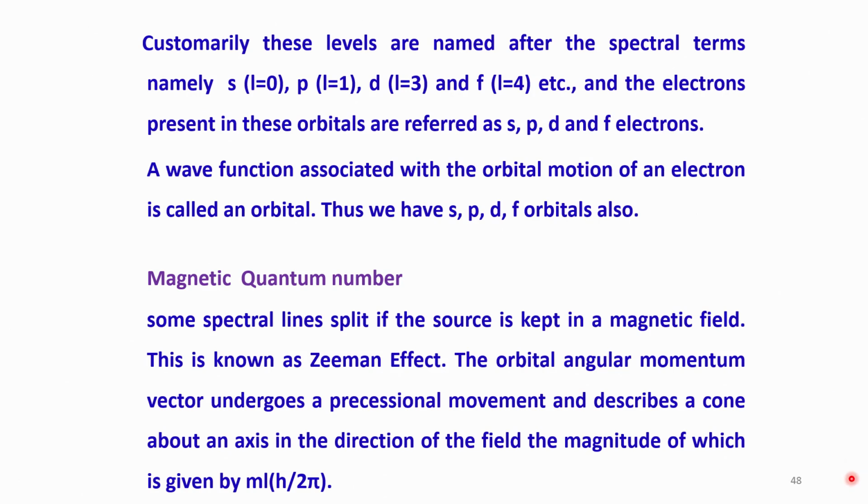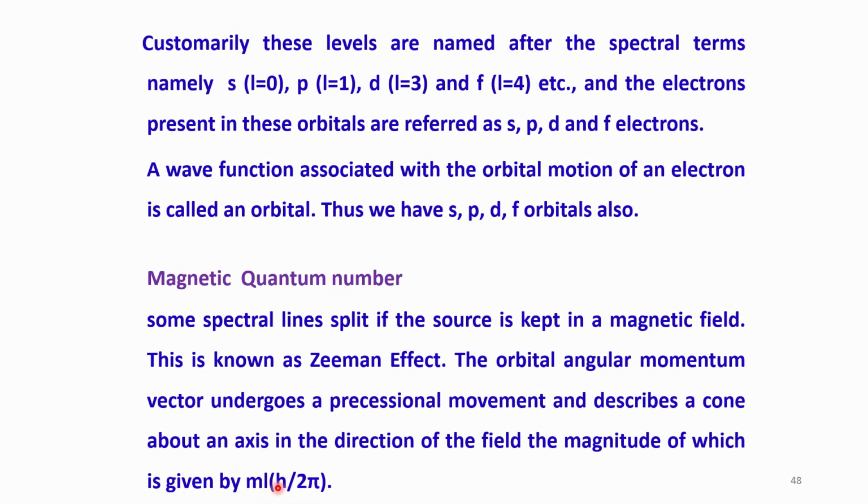So, we have a third quantum number, that is the magnetic quantum number. When a sample with spectral lines is put in a magnetic field, the spectral lines split. The orbital angular momentum undergoes a precessional movement and describes a cone about an axis in the direction of the field, the magnitude of which is given by ml into h by 2 pi. Here you can see in the slide, in the last line, the orbital angular momentum is ml h by 2 pi.